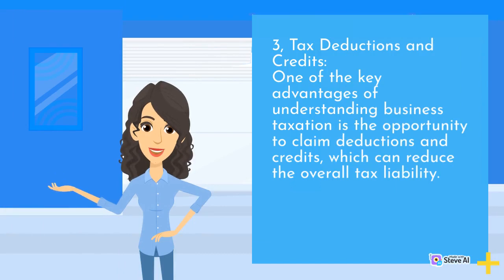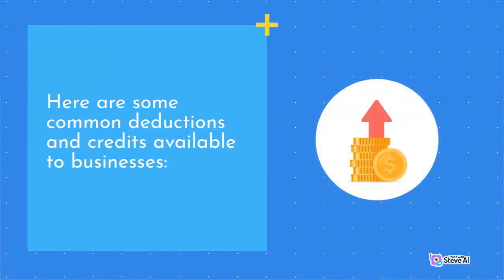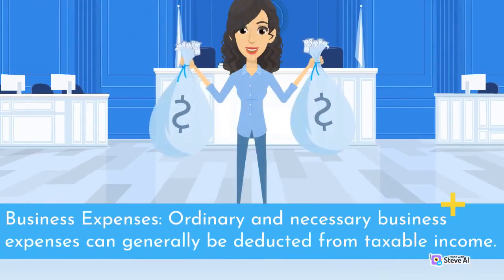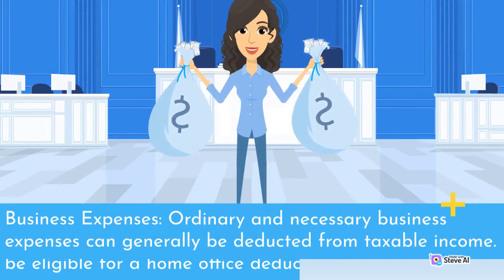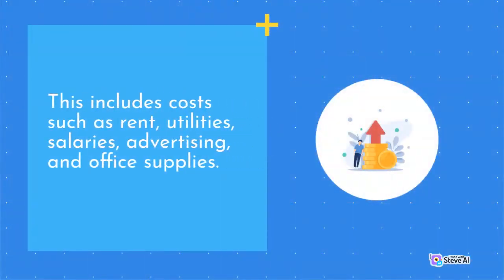3. Tax deductions and credits. One of the key advantages of understanding business taxation is the opportunity to claim deductions and credits, which can reduce the overall tax liability. Here are some common deductions and credits available to businesses. A. Business expenses. Ordinary and necessary business expenses can generally be deducted from taxable income. This includes costs such as rent, utilities, salaries, advertising, and office supplies.